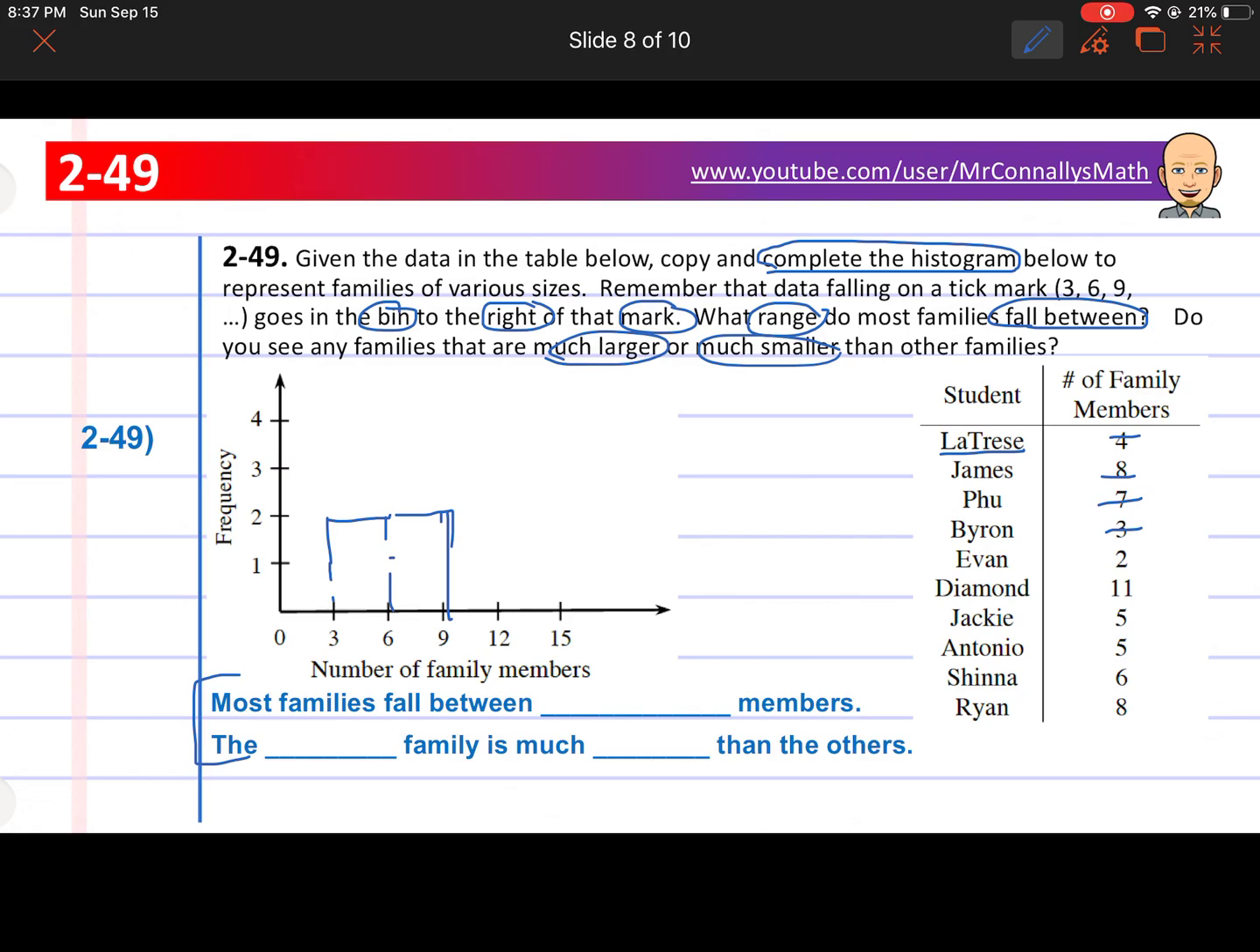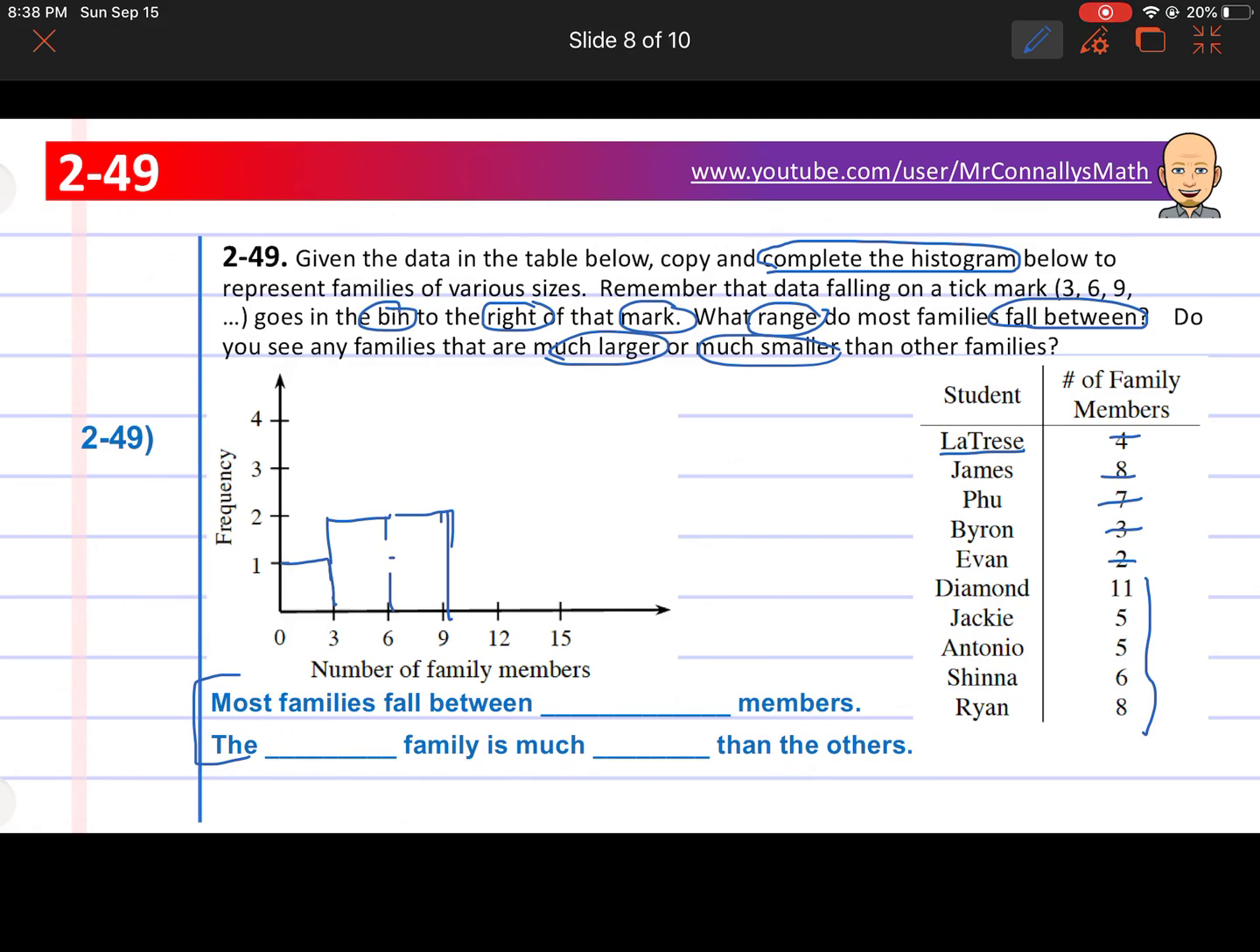Okay, so you're starting to get the idea. The Evan family has 2, so that would go here. Just keep adding to the bars until you're all done with all of these other families. And then answer the question. You got to look at the data and see where everything goes. I'm going to go ahead and finish this.